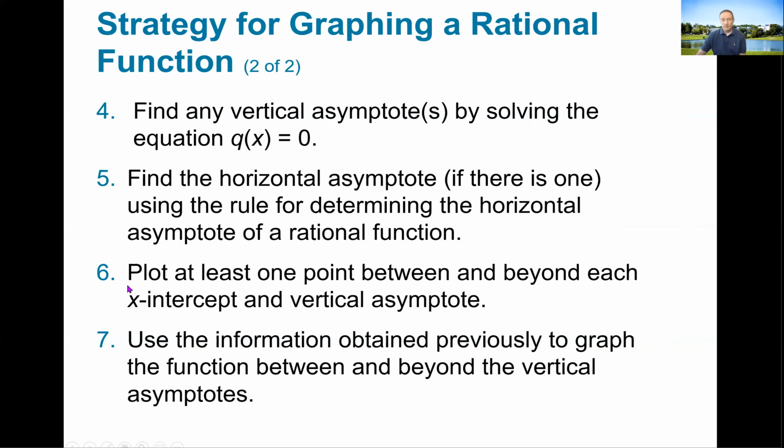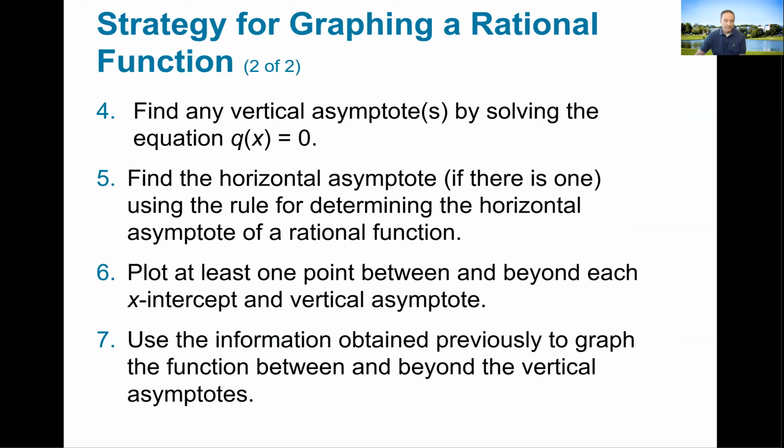Step 6, you can plot at least one point beyond each x-intercept and vertical asymptote. Usually, as long as you know what happens on the left and right of every vertical asymptote, it's going to be a piece of cake to know what these functions look like. Use the information obtained previously to graph the functions between and beyond the vertical asymptotes. Remember, you can use the asymptotes to help guide your graph.